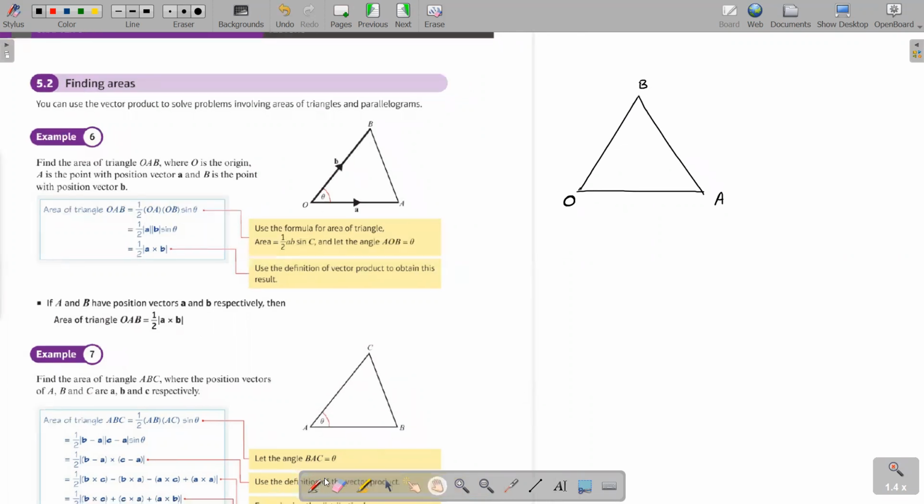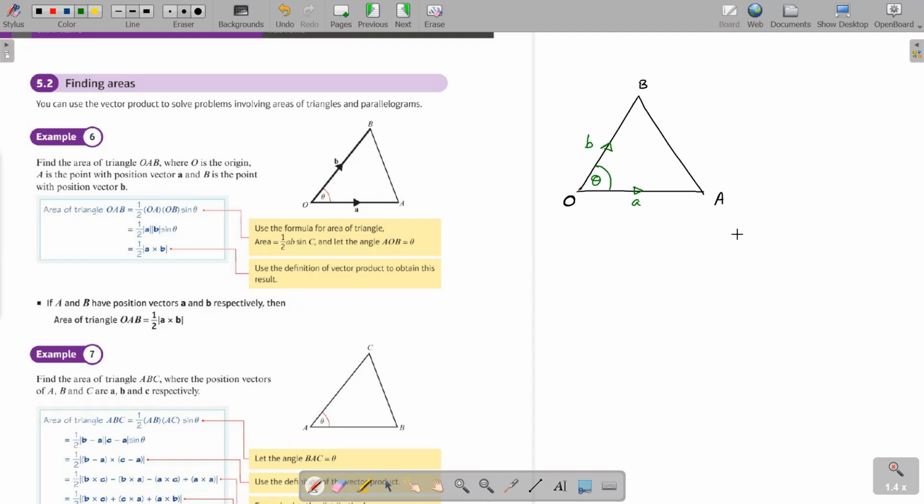Okay, so this is how we do it. Now let's say the OA vector. When you measure with respect to O, of course it's a position vector, right? Do you agree with me? When you measure something with respect to the origin, it's a position vector. So let's say the OA position vector is A and the OB position vector is B. Are you with me? Okay. And then let's say the angle between the vectors A and B is theta.